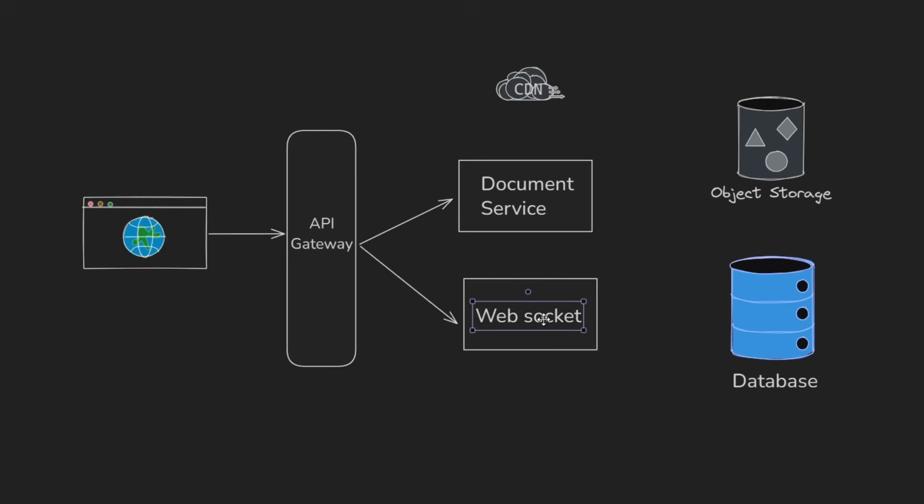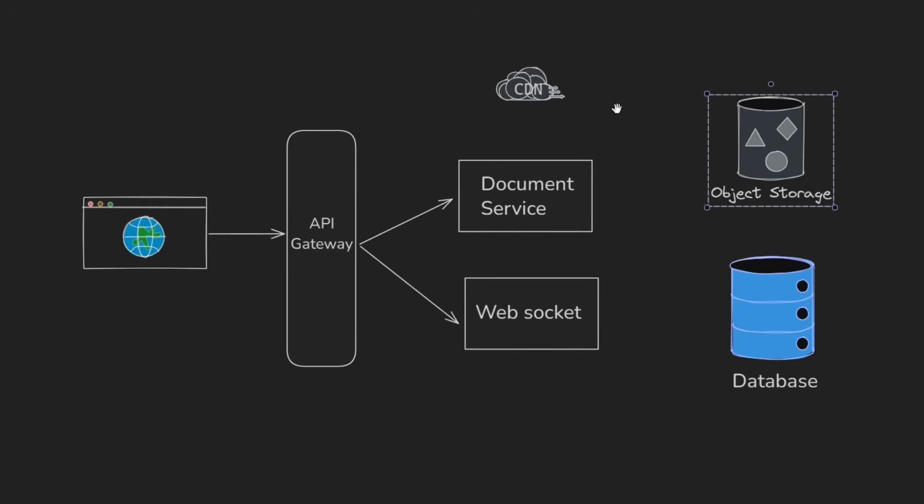handle those real-time updates. And just in case you're wondering, yes, you can proxy a WebSocket service through an API gateway or a load balancer. It does work. Now, also on the right side here, I have my object storage and I have a database. Now, why would I have an object storage in the first place? Well, to actually store the documents themselves.